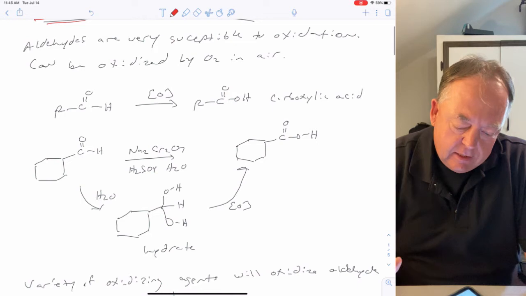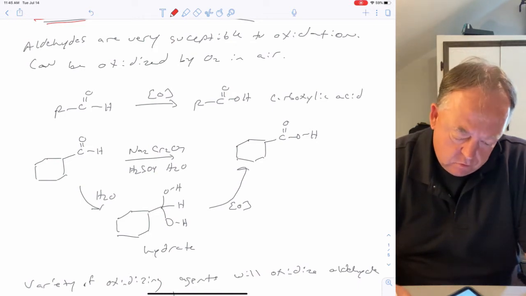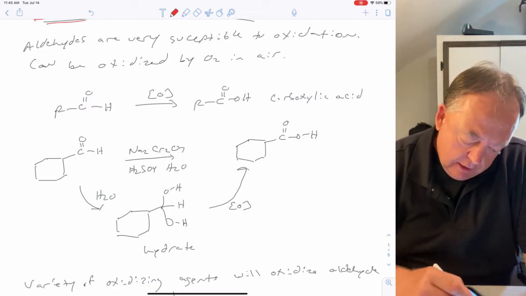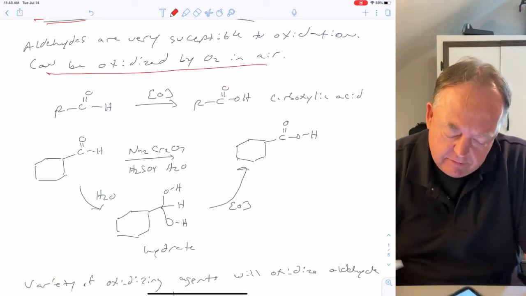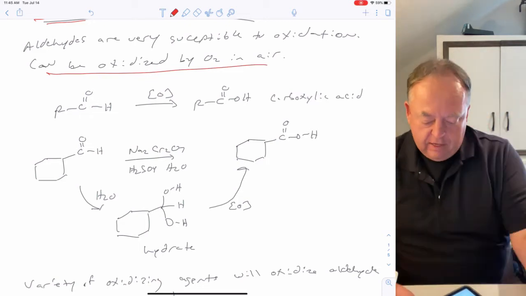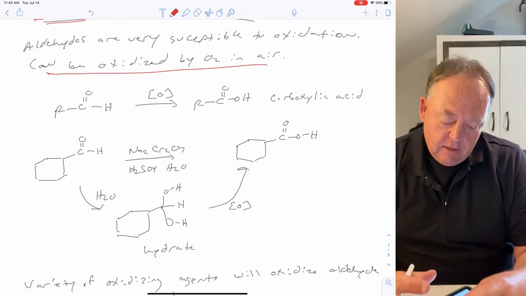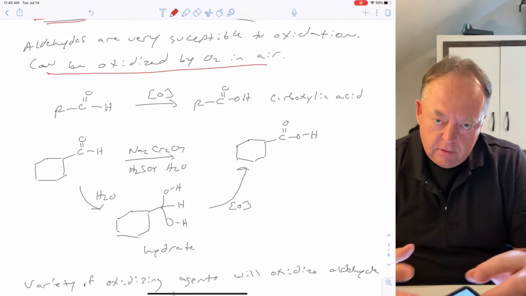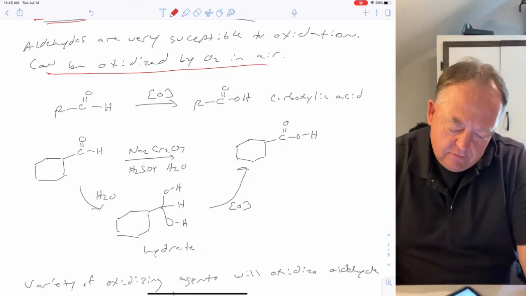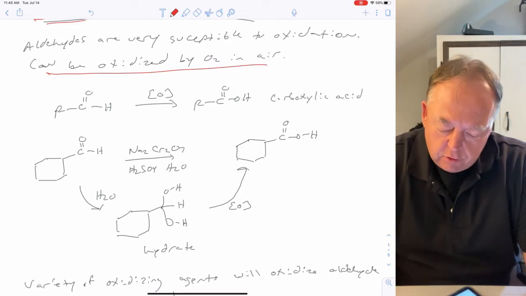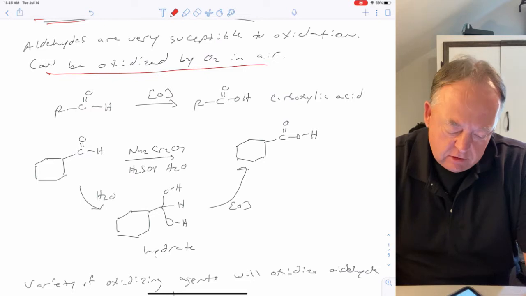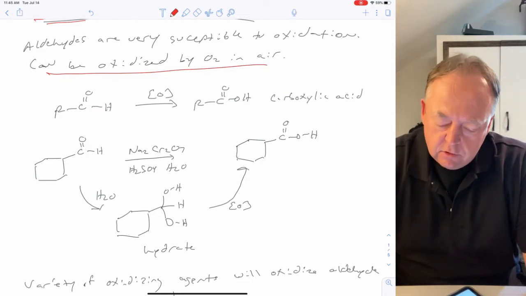If you remember back in the alcohol chapter, we talked about aldehydes being susceptible to oxidation. So they can be easily oxidized. They can be oxidized by oxygen in the air. So if you have a bottle of aldehyde in lab and it's been opened and closed over the course of several weeks or months or years, then you'll probably find some carboxylic acid in that flask because some of the aldehyde has been oxidized to carboxylic acid.